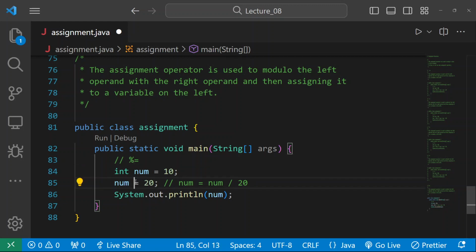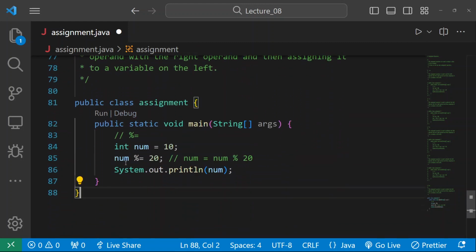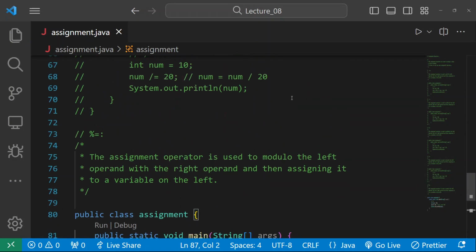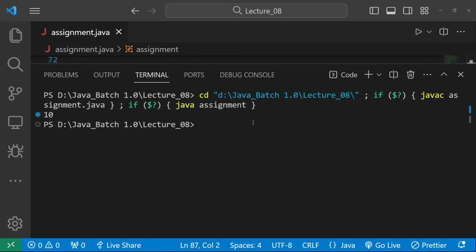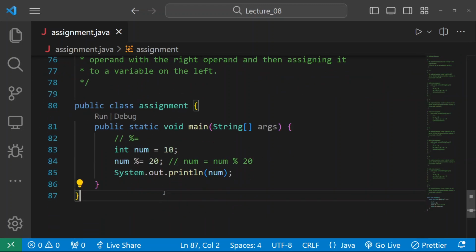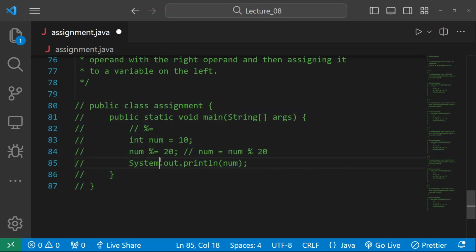In future we'll be seeing some questions like reverse number, and other questions that will be dealing with this part. Okay, I've made the changes. Let me save it and run it. So yeah, 10. It is providing us the remainder. I hope all these assignment operators are clear to you now. All, yes or no? Yes. Okay, so now let me move ahead.